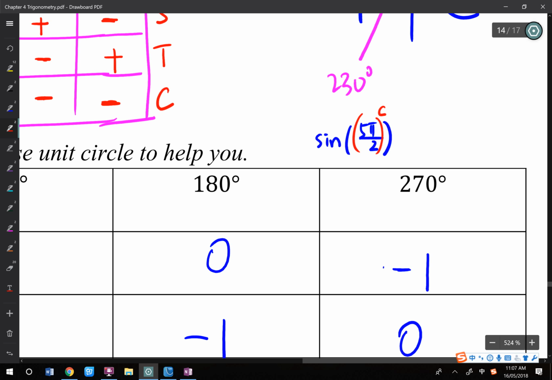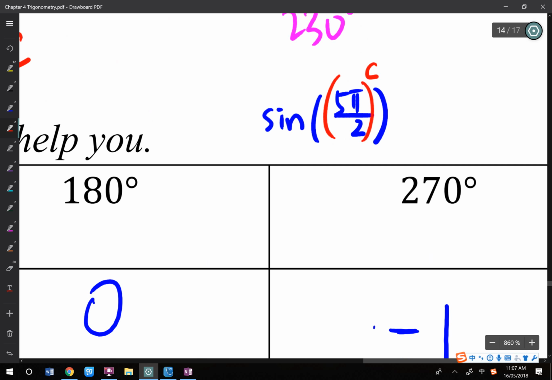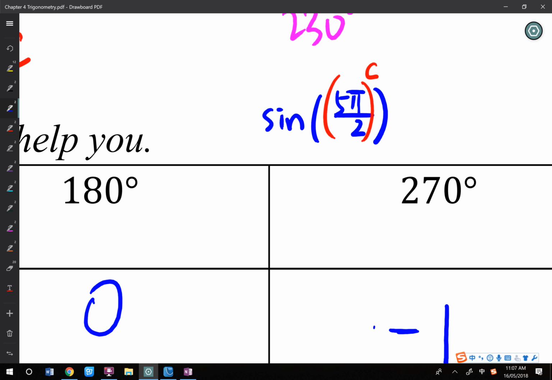So you need to find where it is. Is this special? How can we work that out? Sine 5 pi over 2. Where is it? And what's the intersection between that line and the unit circle? Do we take the y value or do we take the negative x value?